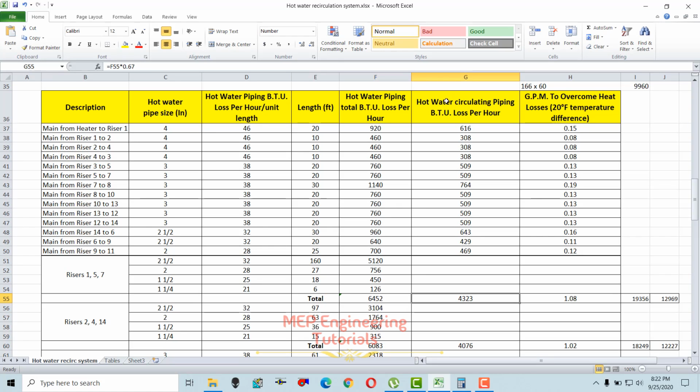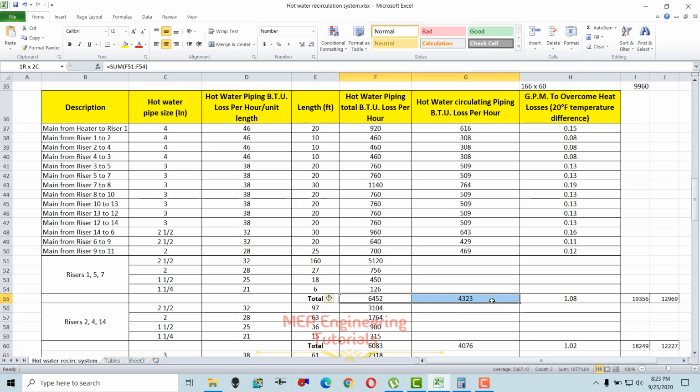And this one is again the same assumption, we have to take 2/3 of this value because we don't know the pipe size for the recirculation system. So we are going to take 2/3 value of this one. So if you multiply this with 0.67, that is 2/3 of this value. It is 4,323 BTUs per hour for recirculation piping heat losses. And again you have to sum these two values and divide by 10,000. You will get the GPM, 1.08 GPM.